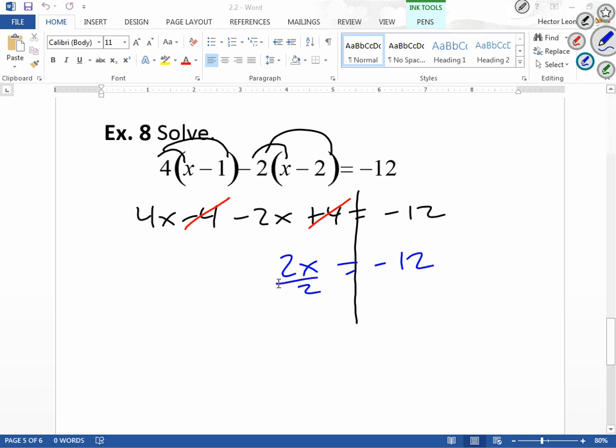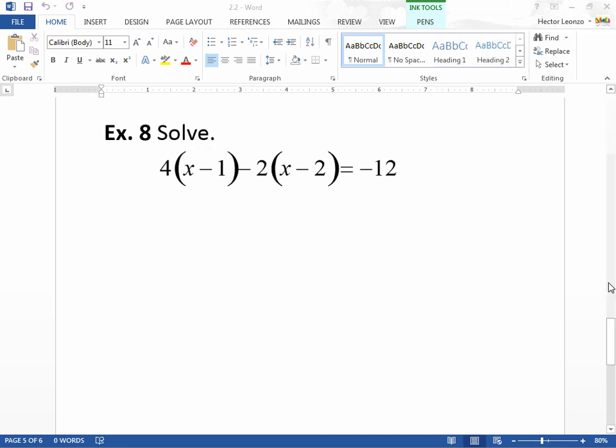Now let me divide, because the number in front of the x is not 1. So let me divide by the number in front of the x. Let me divide both sides by 2. x in this case is equal to negative 6. So whenever we finish with a number besides 1, another number in front of the letter, divide both sides by that number.